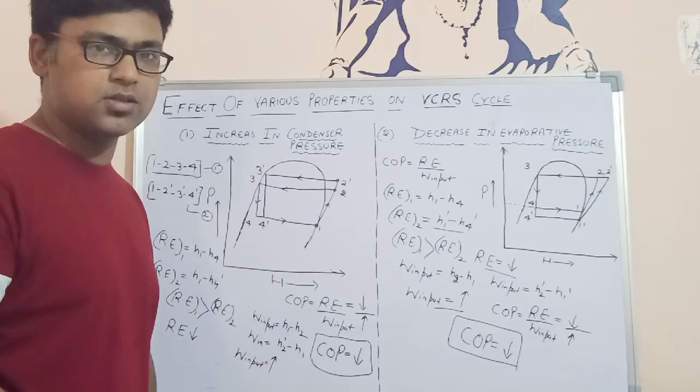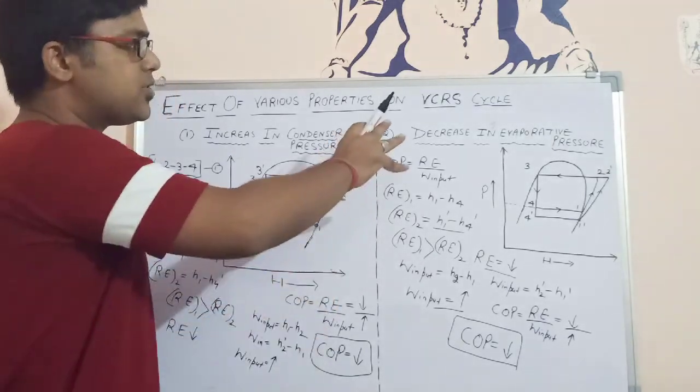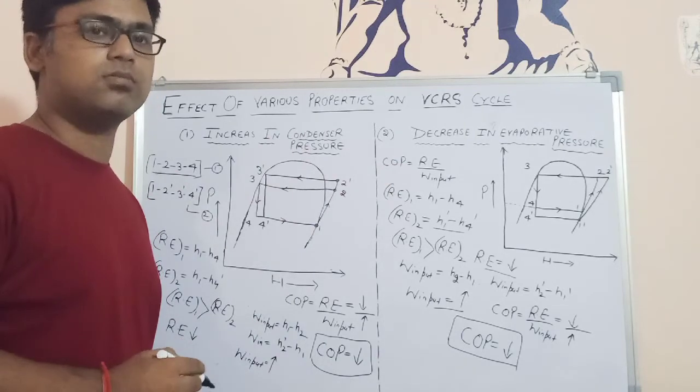That is all for today. In the next lecture we will discuss the effect of superheating as well as subcooling on the COP of the VCRS system. Thank you.